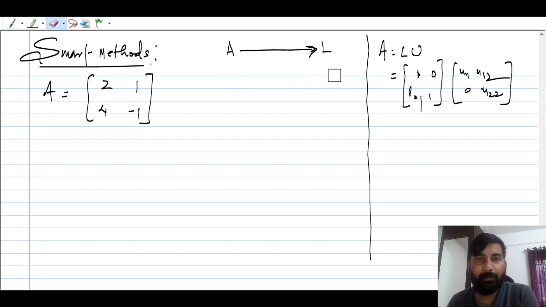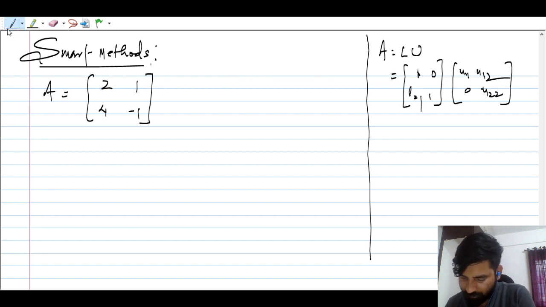So initially we'll see how to get the L matrix. One minute, perfect. So you will be able to understand. This smart method is only useful so that you can get anything very quickly.